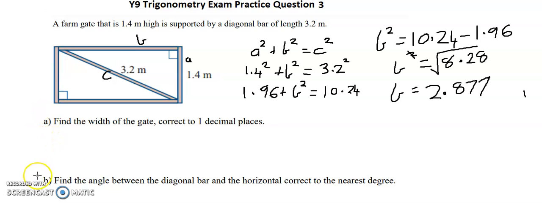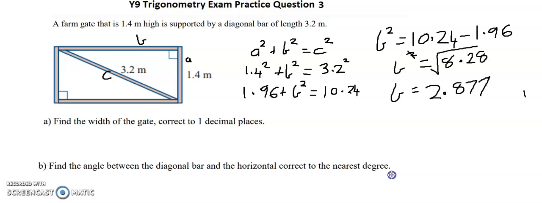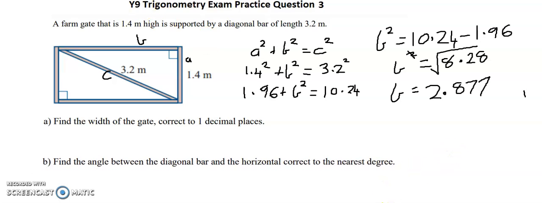Now, part B asks us to find the angle between the diagonal bar and the horizontal, correct to the nearest degree. So let's have a look at that. So horizontal is this bar here, and I am looking at the angle between that and the diagonal bar to the nearest degree. So I'm looking for this angle right here.